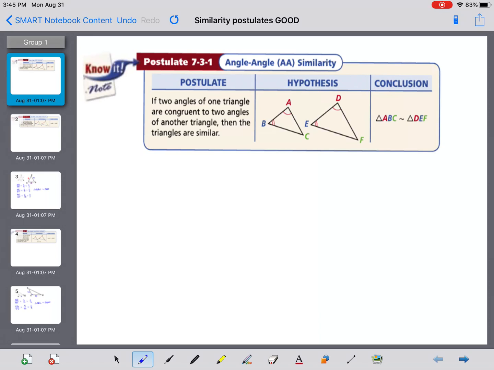The first postulate that you should have in your math dictionary is called the angle-angle similarity. It states that if two angles of one triangle are congruent to two angles of another triangle, then the triangles are similar. So in our previous lesson, we needed to know a lot more information. With this postulate, if we know that two angles are congruent, we know that the triangles are similar.